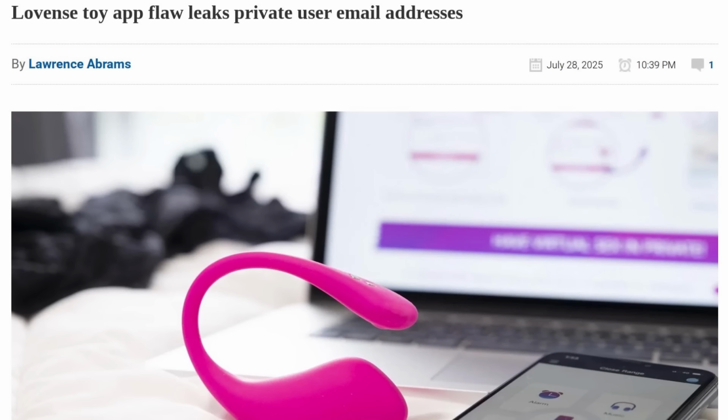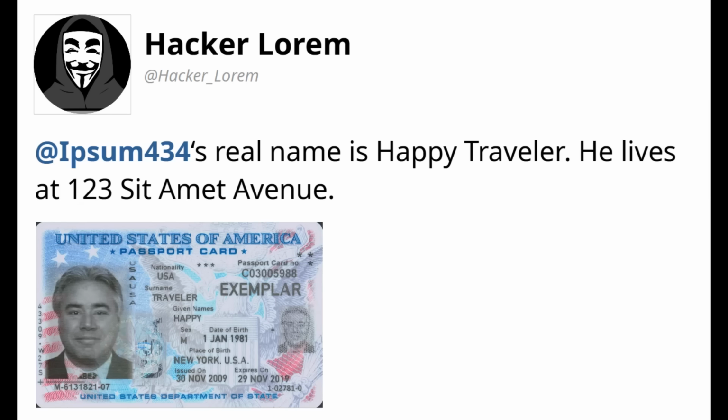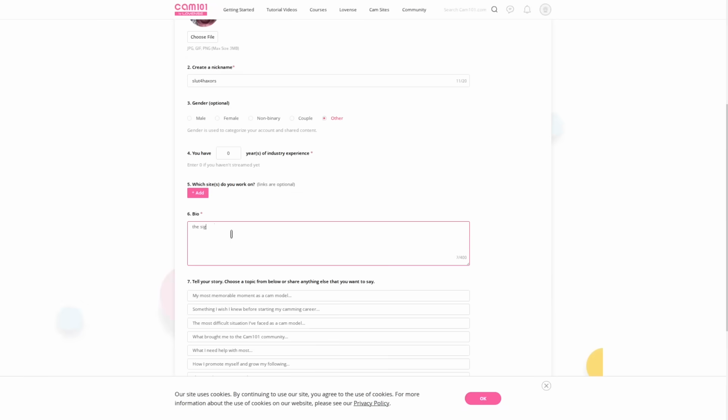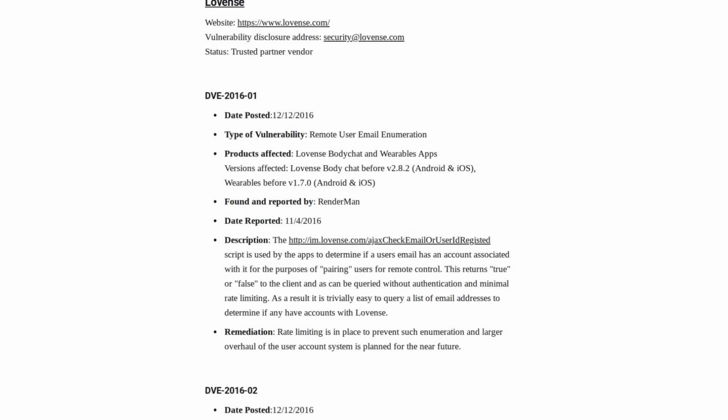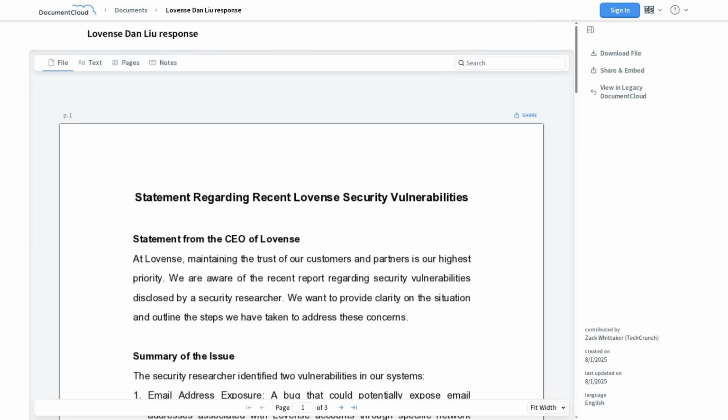The adult toy company Lovense had a serious security vulnerability that allowed hackers to uncover the email addresses of the 11 million plus Lovense users, dox them, and in many cases take over their accounts and even remotely control their toys without authorization. To make matters worse, security researchers reported these vulnerabilities to Lovense multiple times as far back as 2016, and the vulnerabilities were not fixed until literally yesterday.